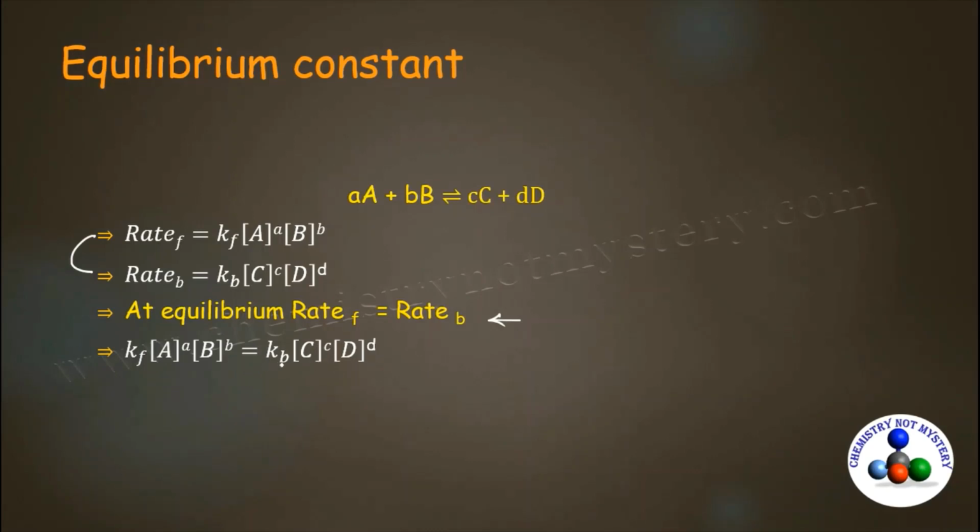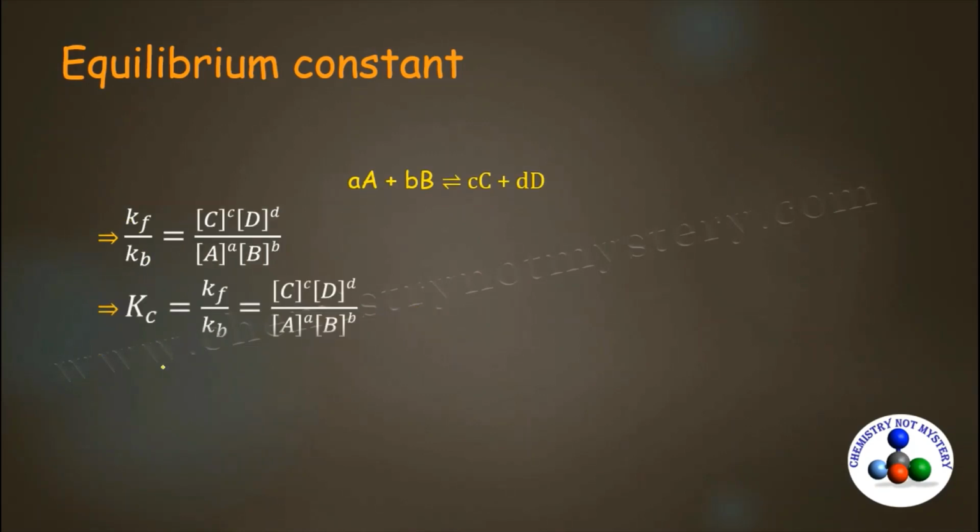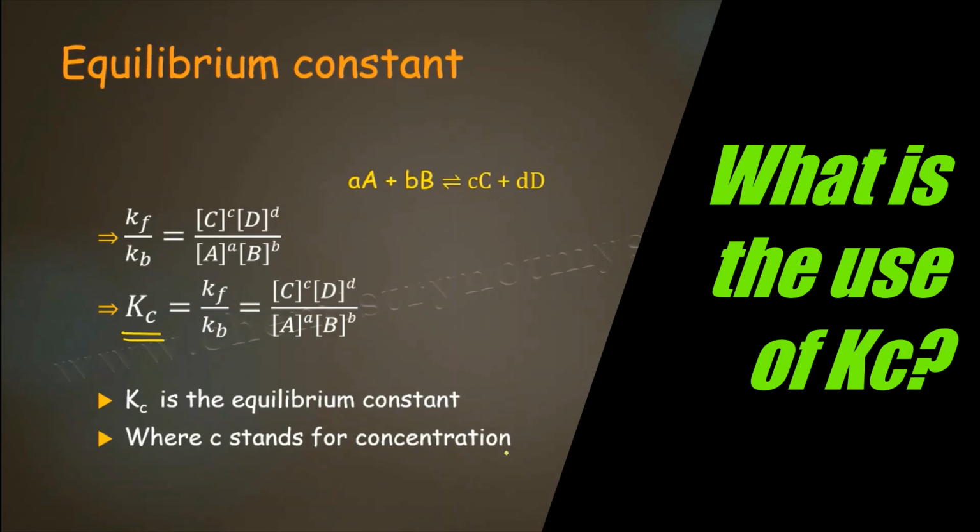Now transfer the constant terms on the one side. So you will get Kf over Kb is equal to [C] raised to c, [D] raised to d over [A] raised to a multiplied by [B] raised to b. Ratio of Kf and Kb is known as Kc, which is the equilibrium constant. Here K is the constant, here C stands for concentration.